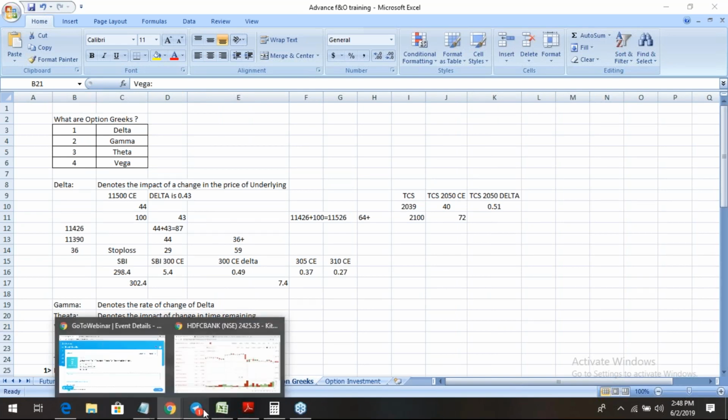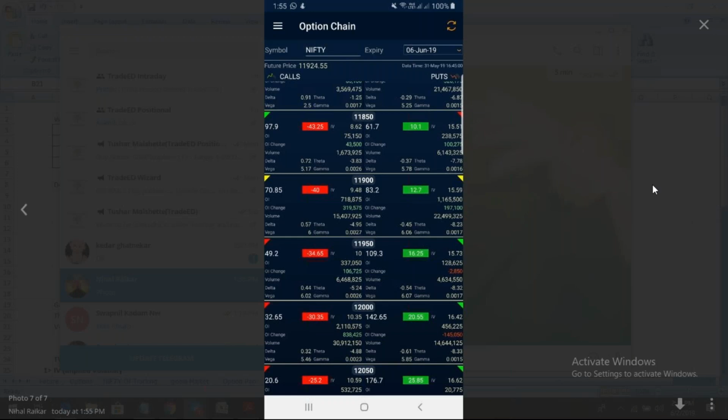On result time, theta ate the premium by 40 rupees in 2-3 days only, giving losses in little OTM.